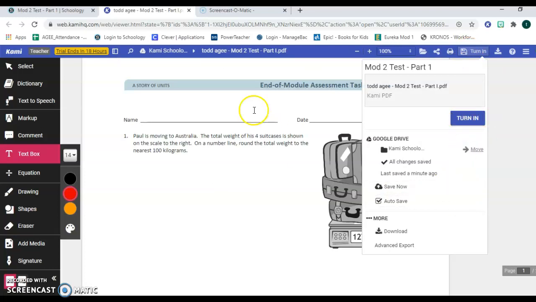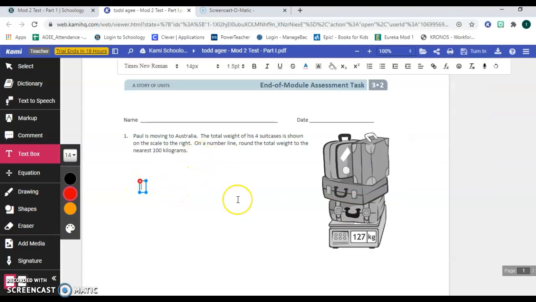Now, if you get interrupted and you have to shut it down while you're in the middle of this, then you want to make sure that this auto save button is checked, because when you uncheck it like this, that means it's not auto saved and you have to actually click save now. But if this button is checked for autosave, that means every little bit of work that you do is going to save in Kami.